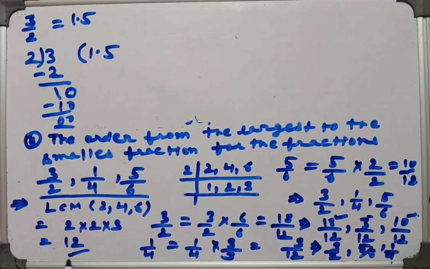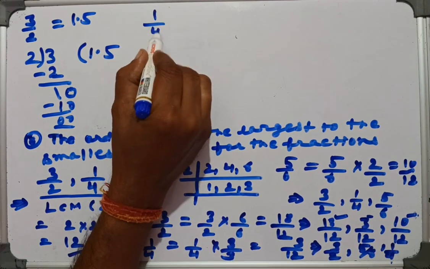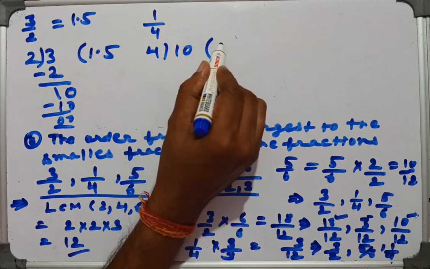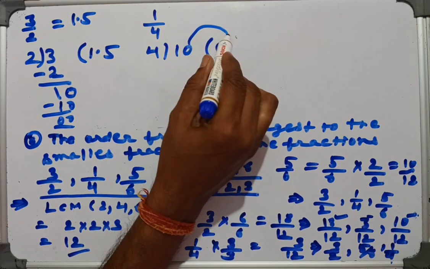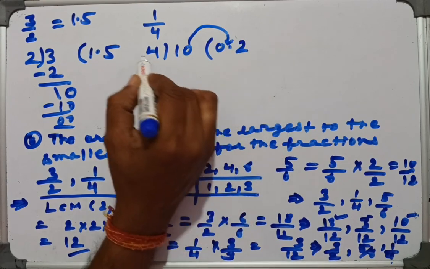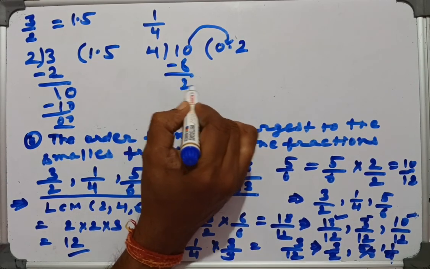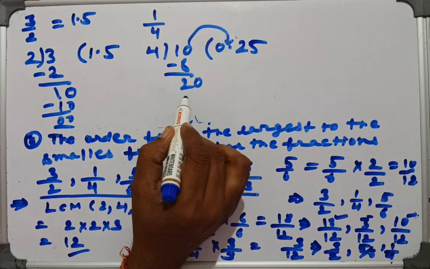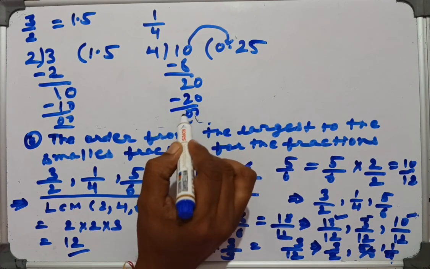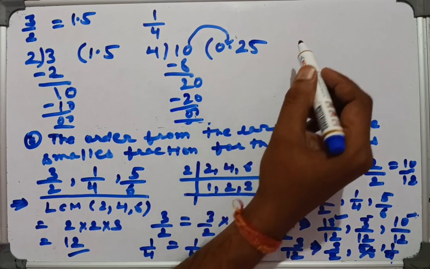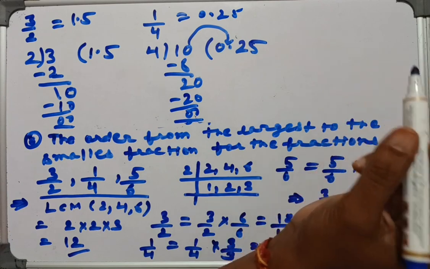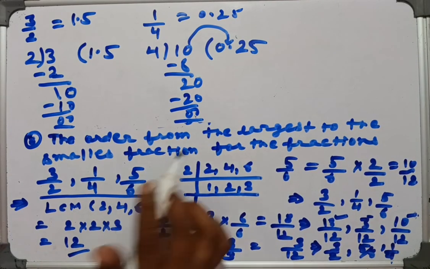Okay guys, next is 1 by 4. So write 4 outside and 1 inside, put a 0 here and a dot for this 0. Then 4 twos are 8, minus, put 0, 4 fives are 20, and 20 minus 20 is 0. So the next one is 0.25.